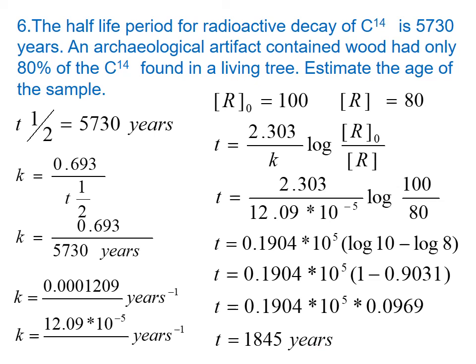Because the unit of the rate constant is per year, the time also will be in years. And this time is equal to the age of the sample. This time is the age of the sample when 80% of the carbon 14 is found in the wood. That time, the age of the sample, is equal to 1845 years.